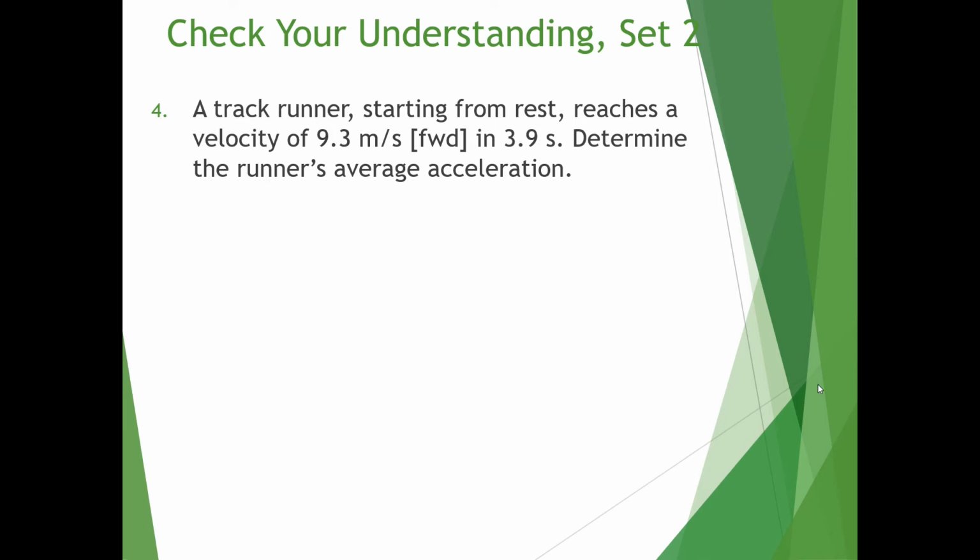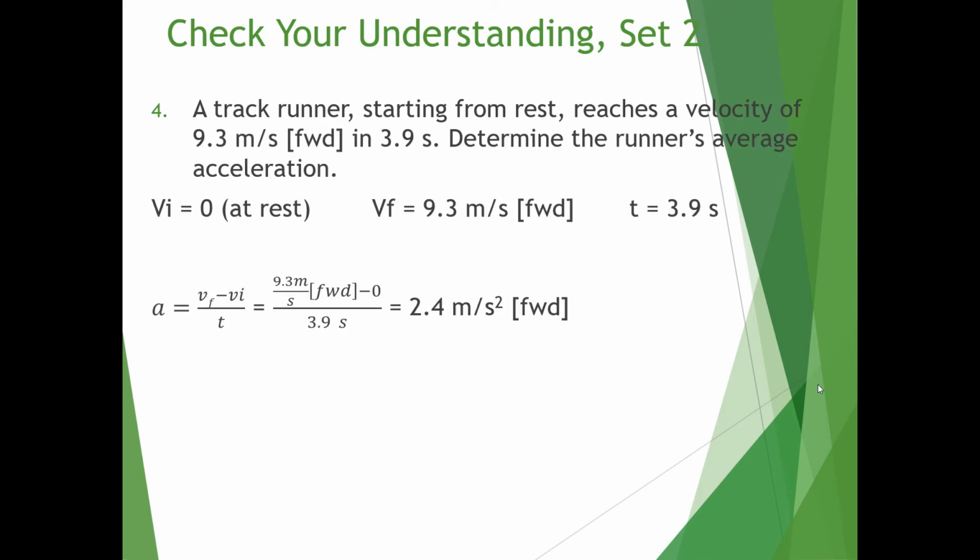Number 4, a track runner starting from rest reaches a velocity of 9.3 meters per second forward in 3.9 seconds. Determine the runner's average acceleration. So we want to be sure we use the equation properly. If it starts from rest, its initial velocity is 0. Its final velocity is 9.3. And the time is 3.9 seconds. So I've got final minus initial divided by time. So 9.3 meters per second divided by 3.9 seconds, you end up with 2.4 meters per second squared. And it's still forward. Please be sure you carry on the direction.